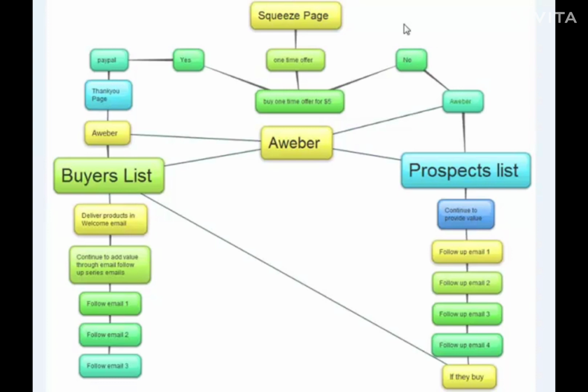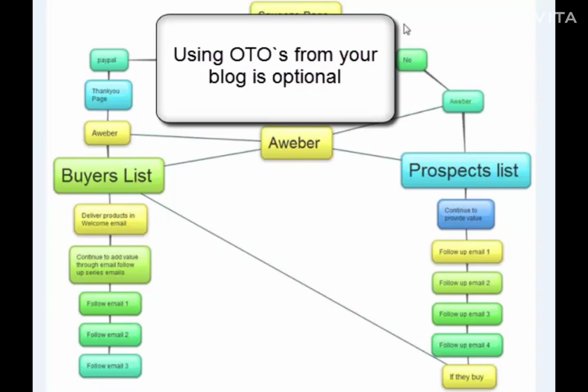The next tip is on your blog. When you build your list from your blog, which I hope you do, because it's one of the things that I always recommend, you should have an opt-in form on your personal blog either below your posts or in your sidebar. Including a one-time offer when people opt in from there is purely optional. This is something that only you can decide.